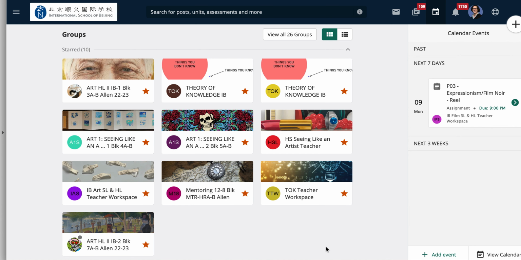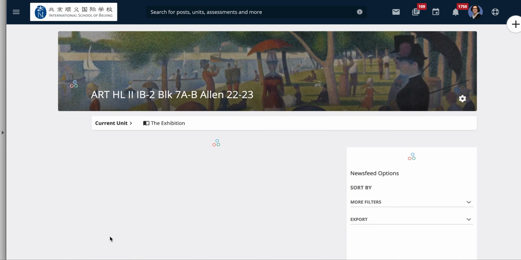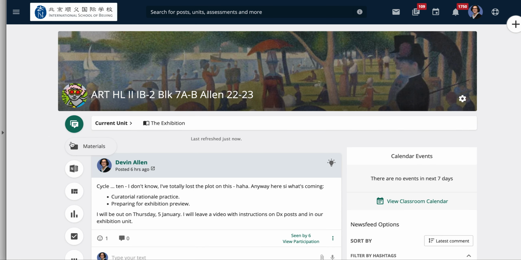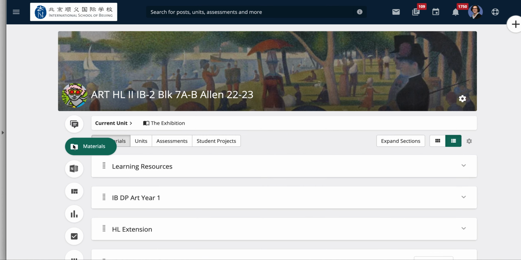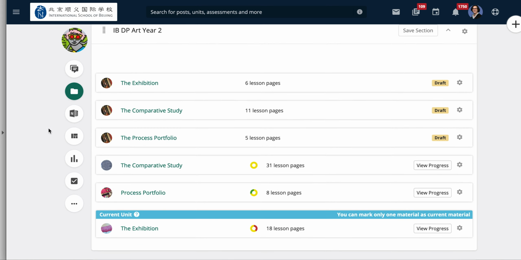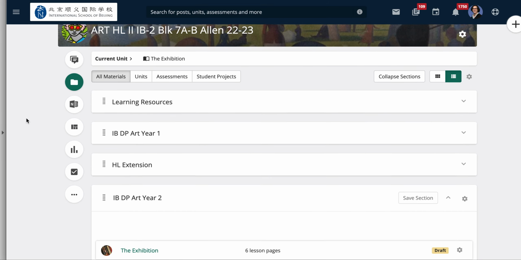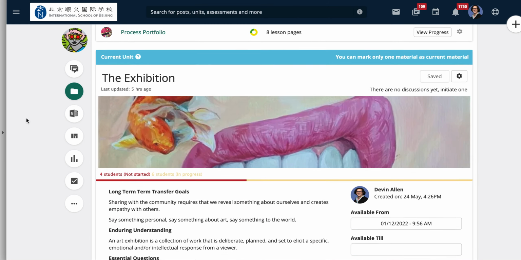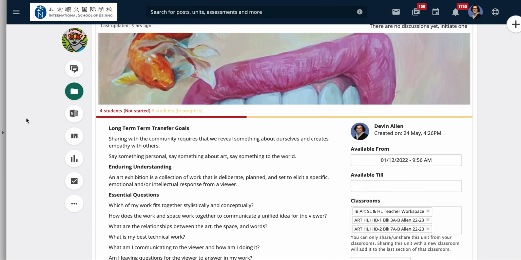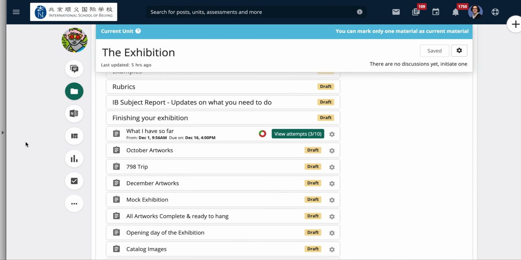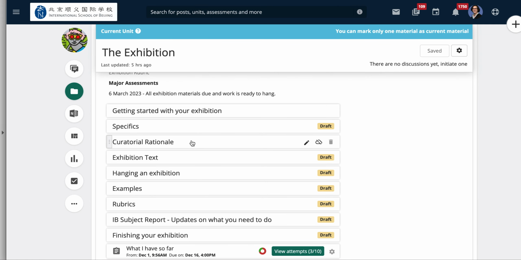So check it out. I'm at our DX. I'm going to go to our DX specifically, go to Materials, scroll down, and find the exhibition. That's what we're working on today. And then today, the lesson is about the curatorial rationale. The goal of today's lesson is to get your brain pointed in the right direction with curatorial rationale.